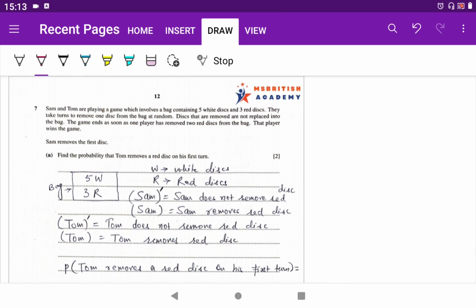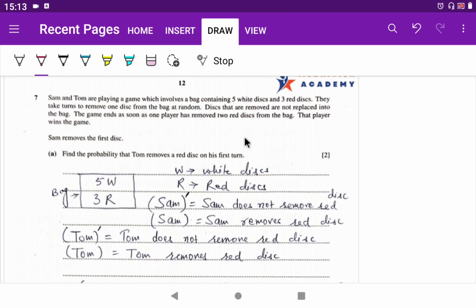Now question 7. Sam and Tom are playing a game which involves a bag containing 5 white discs and 3 red discs. They take turns to remove one disc from the bag at random. Discs that are removed are not replaced into the bag. The game ends as soon as one player has removed 2 red discs from the bag, and that player wins the game.